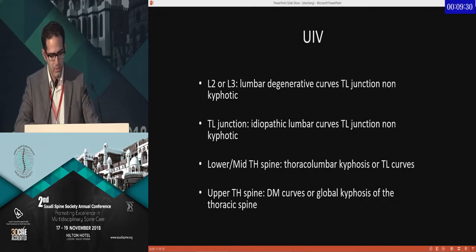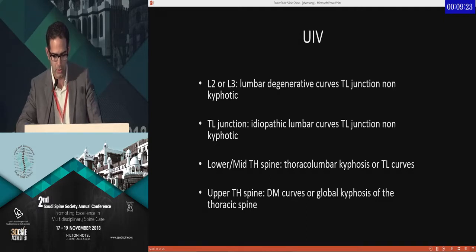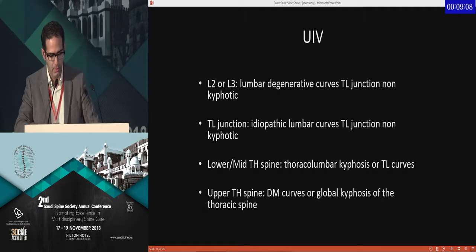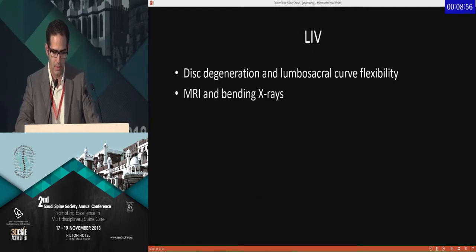So the upper instrumented vertebra can be at different levels. It can be at the proximal lumbar level in case of a lumbar degenerative curve when the thoracolumbar junction is not kyphotic. It should be at the thoracolumbar junction in case it's an idiopathic lumbar curve and the thoracolumbar junction is still not kyphotic. It can be at the lower or mid-thoracic level in case of thoracolumbar kyphosis or thoracolumbar curve. And it will need to be at the upper thoracic spine in case of double major curves or in case of global kyphosis of the thoracic spine.